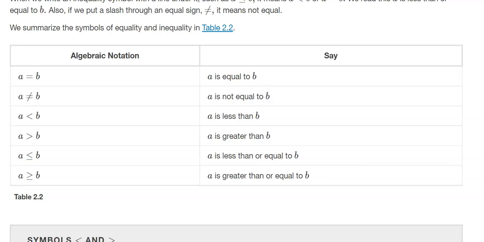So we've got that. For equality, we have the equals and not equals with a slash through the equal sign. And for inequality, we have these four symbols: less than, greater than, less than or equal to, greater than or equal to.